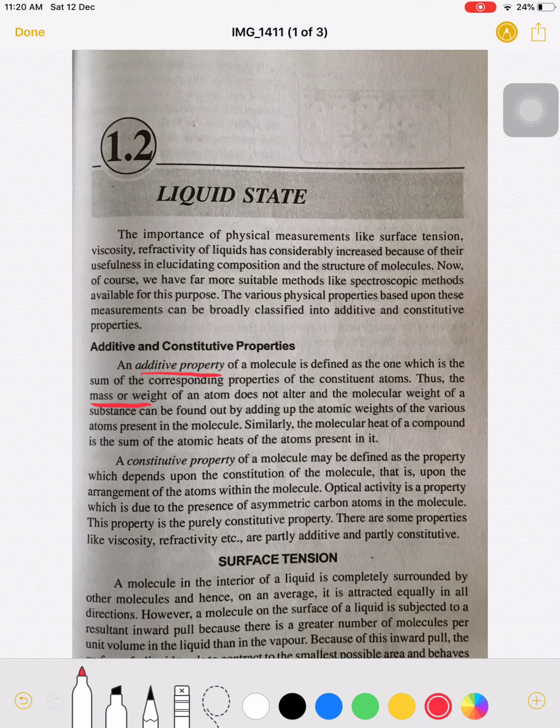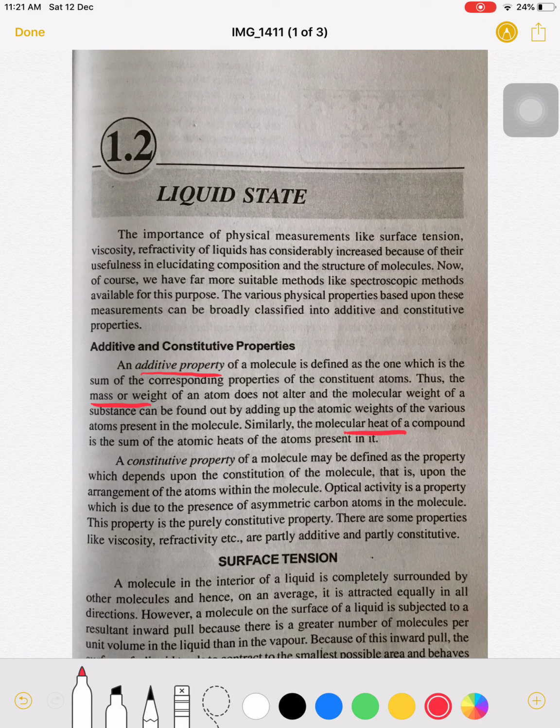If you are going to calculate the molecular weight of any compound, we must add the atomic weights of various atoms which are present in that molecule. So what we did here, we are adding the atomic weights of each and every atom in that molecule. Therefore it is known as additive. Similarly, the molecular heat of a compound is the sum of the atomic heats of the atoms present in it. So these are the two examples of additive properties: one is mass and another is the molecular heat of a compound.